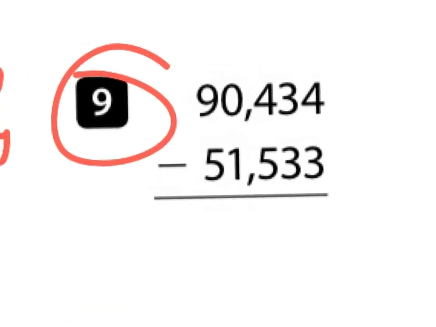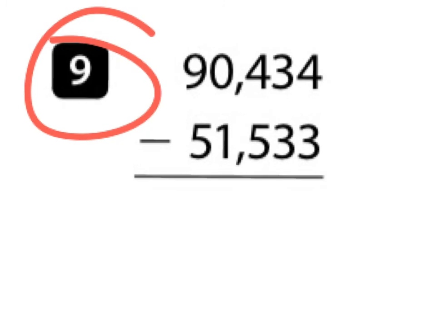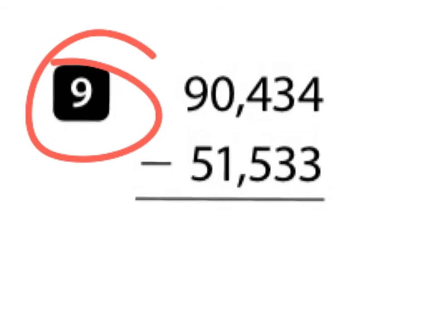All right, let's check out number 9, guys. So we start out in our units place. 4 minus 3 gives me a difference of 1. We next go to our tens place. 3 minus 3 is 0. We cannot subtract 4 minus 5, so we take 1 from our thousands, but there's none there, so we go to our 10,000s.